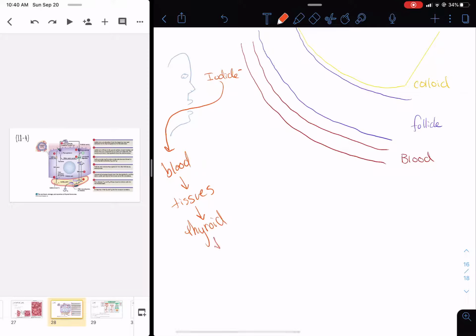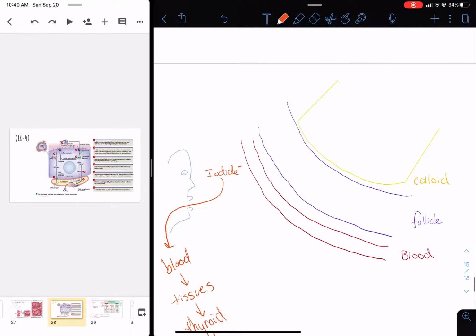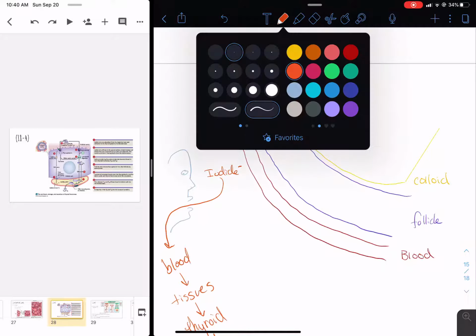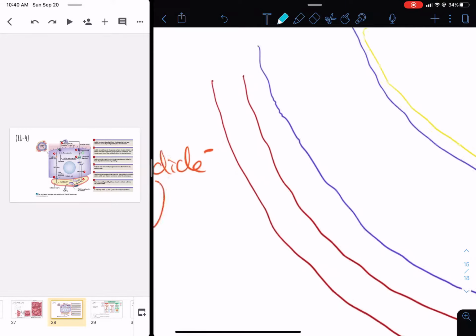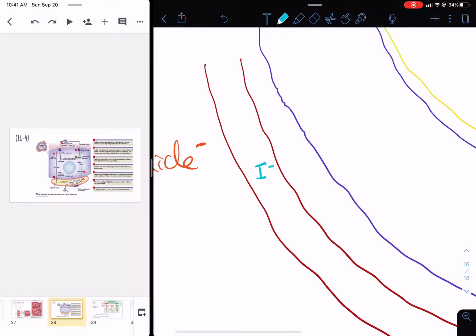And once it gets into the thyroid gland, then it's going to enter the thyroid follicle. So that's our general process. Okay, so now let's draw that out here with some added steps. So we start with iodide floating around in the blood, right? Then it's going to enter into the thyroid follicle, and there it's going to be converted into iodine.